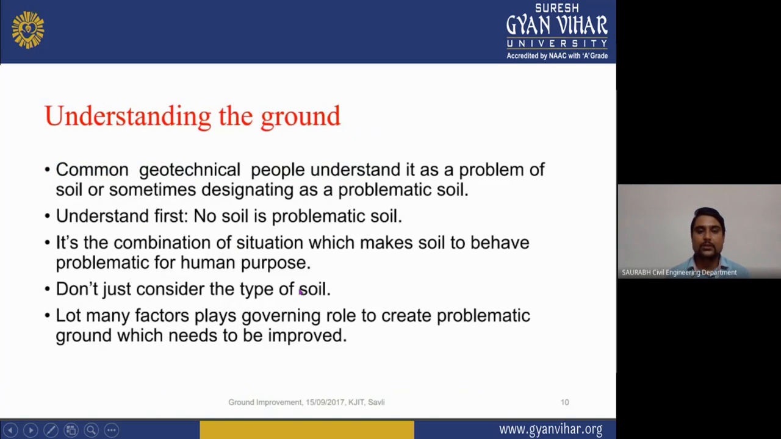Understanding of the ground: what is the understanding of the ground? Common geotechnical people understand it as a problem of soil, or sometimes designate it as a problematic soil. Understand first, no soil is problematic soil. It is a combination of factors which makes the soil behave problematically for human purposes.